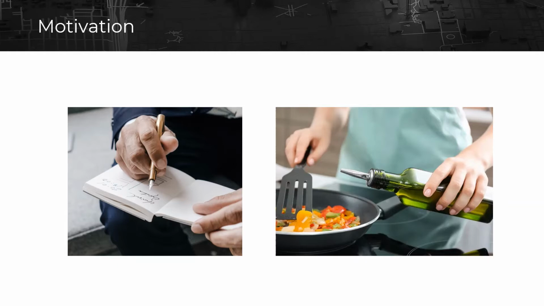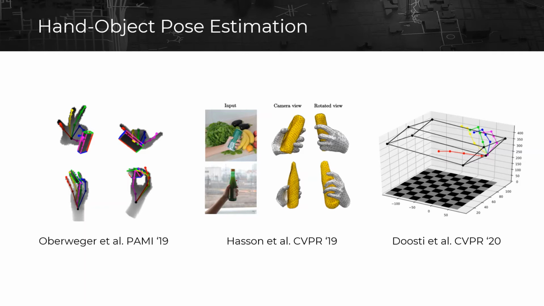When people interact with their environment, they typically use their hands to manipulate objects. Thus, it's critical for a computer to be able to track the hand and object together. Prior works have attempted to address this problem of hand-object pose estimation. This task is made difficult due to significant occlusion between the two shapes and the high relative pose accuracy required.